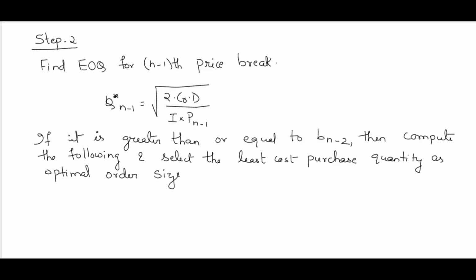As optimal order size. Otherwise, go to step 3. Now you have to compute, in this case, if it is greater than or equal to Bn minus 2, then compute the total cost Tc for Qn minus 1 and Tc for Bn minus 1. You have to see which one is giving you minimum cost, and that will be the economic order size.